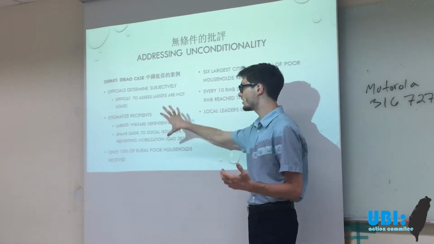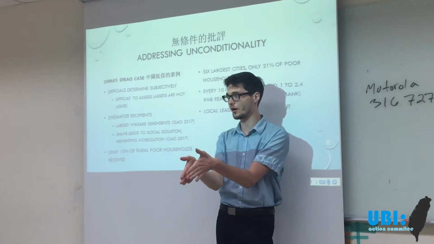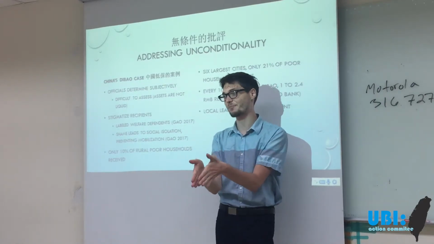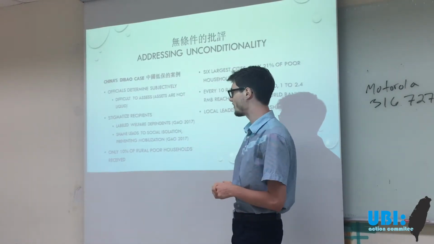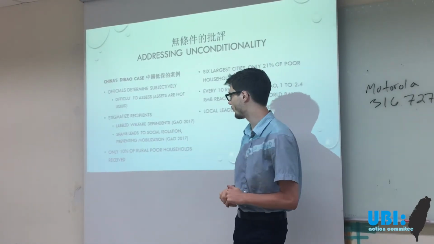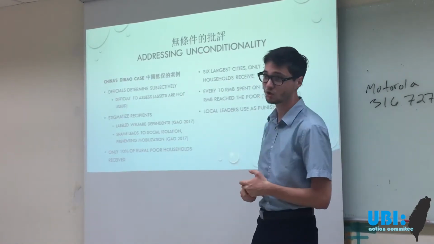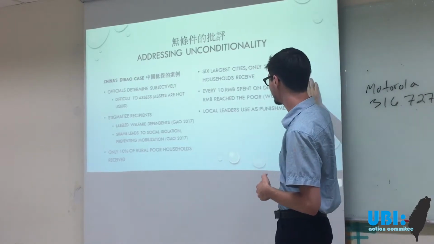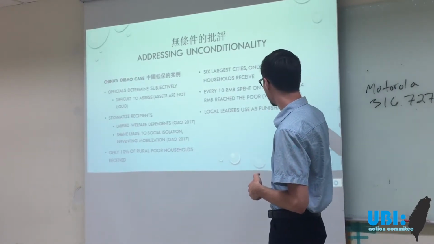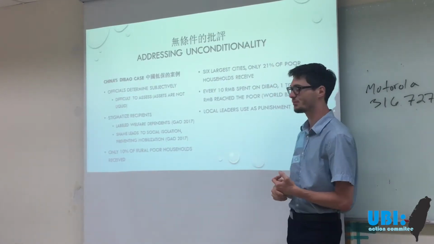So the interesting thing about having a poverty-targeted program is that everybody in that program thinks they are a poor person. The other problem is that with the conditions, only 10% of poor people in rural areas receive it. In the 6 largest cities, it wasn't that much better. 21% of poor people actually get the DBAL. The World Bank study found that only 1 to 2.4 of the money spent on the DBAL reached the poor.